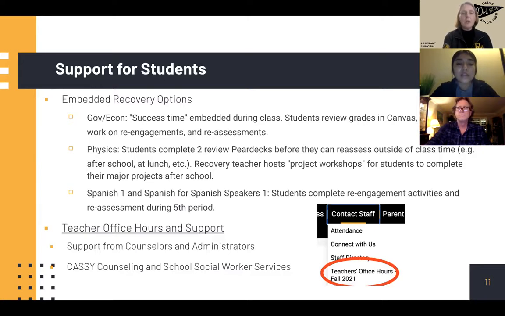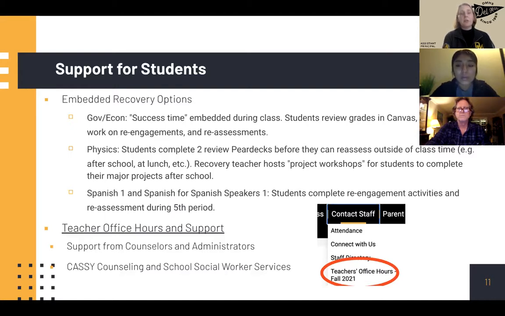So students review those pair decks, and then they can take a reassessment outside of class time, after school, at lunch, or other times arranged. And we do have recovery teachers that are working with them, and also having after school project workshops for students to complete the bigger assessments or assignments that they need to get their grades up. In Spanish 1 and Spanish for Spanish Speakers 1, students are completing some re-engagement activities outside of class, checking in with teachers or doing reassessments during 5th period.